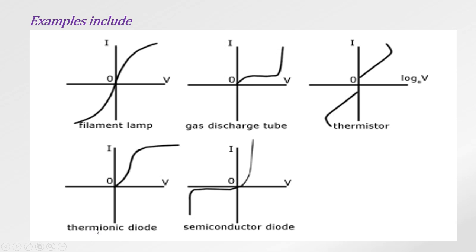We have a thermionic diode. Those diodes, semiconductor diodes, do not obey Ohm's law at all, and they give us this nature of curves. I've not brought these curves for fun. Try to master them, because you can be asked to draw or sketch any of these.